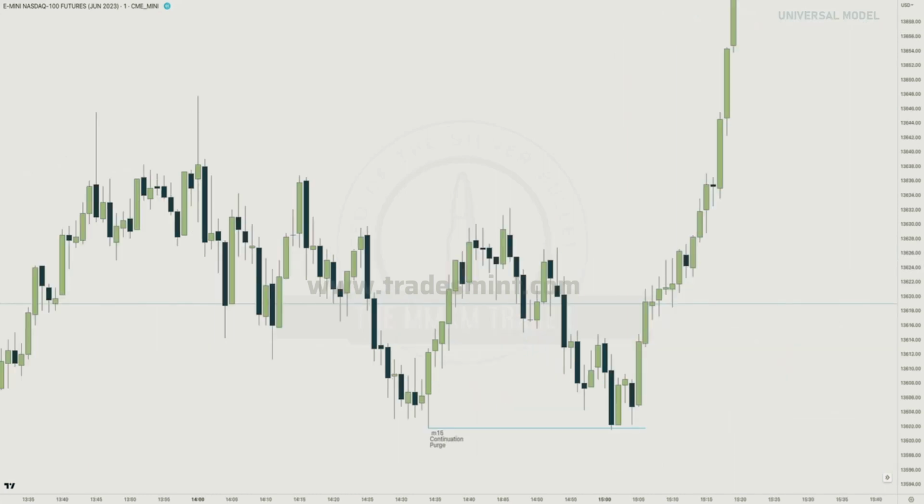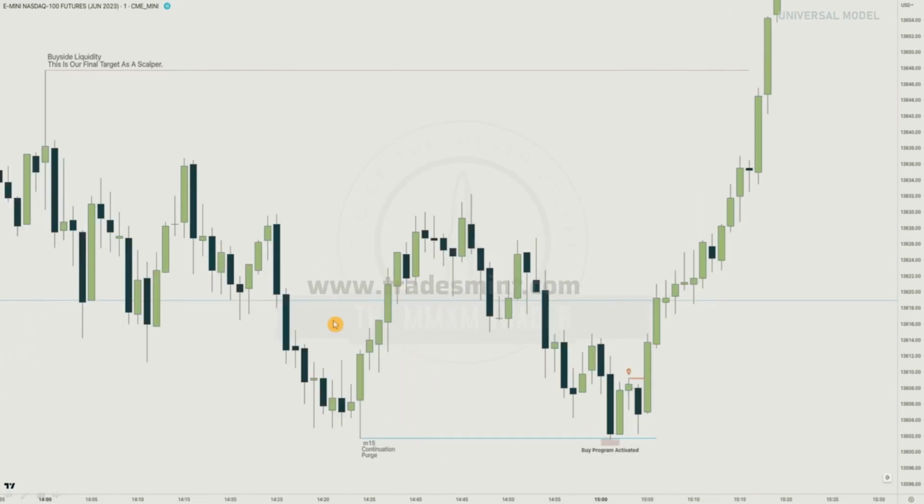Right, we've got a 1-minute time frame right now. We waited for that 15-minute continuation purge, which happened over here, and you can see it a little bit better now because we're in the 1-minute time frame. Buy side liquidity is our final target as a scalper, right? We're not holding for the whole day. We want to go in and out with our market maker models.